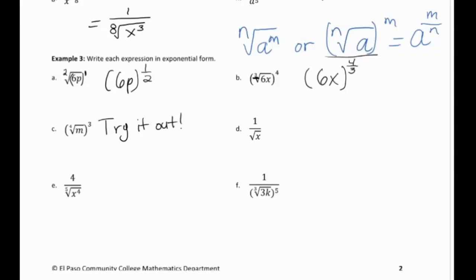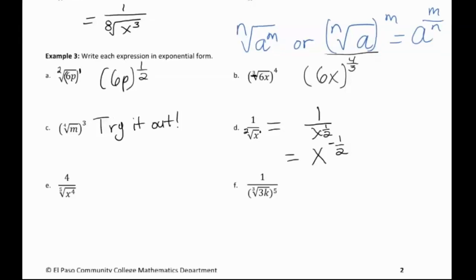All right, let's look at example d. So I have 1 over the square root of x. Again, this is going to be 1 over the square root of x. My index is a 2 and my exponent is a 1. So it's going to be x to the 1/2. And here we need to apply the rule of negative exponents. So this is going to be x to the negative 1/2.